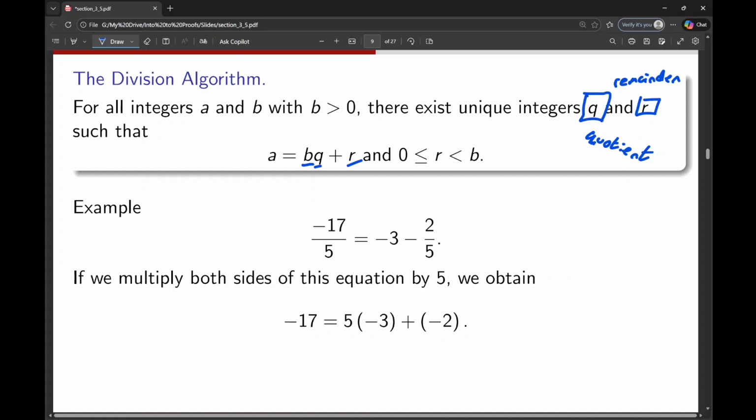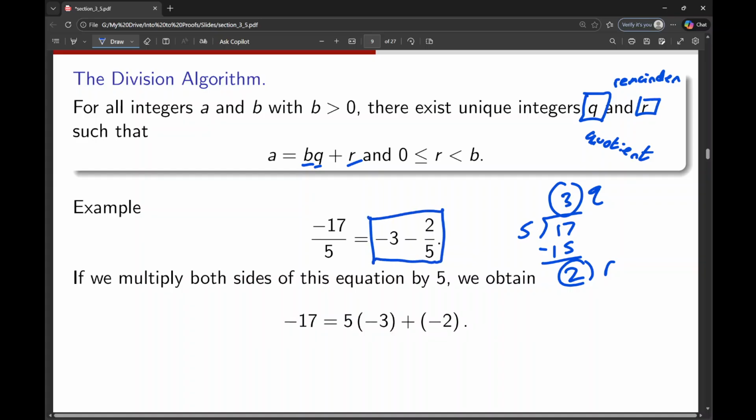plus r. For instance, when you learned about division in elementary school, let's do it with positive 17 divided by 5. You would have asked, how many 5s go into 17? Well, 3 of them do, and then you multiply them together, get 15, subtract it, and then you get 2. So 3 is your quotient, and when you run out of numbers, that's your remainder. Then make them negative, and we can write that answer as -3 minus 2/5.